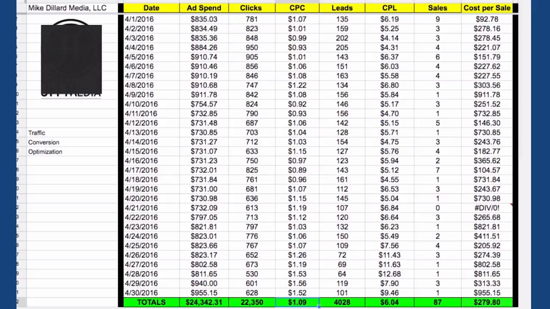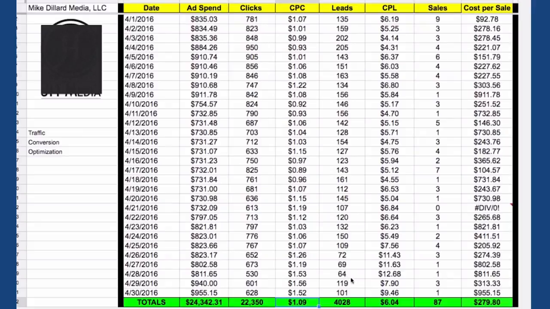So from that spend, we generated 22,350 clicks. That's how many people clicked on our ad in Facebook, which is an average of 745 clicks per day at a cost of $1.09 per click. So CPC stands for cost per click. Now, as a result of those clicks, a total of 4,028 people, these are leads, that's an average of 134 per day, registered for my webinar at a cost of $6.04 per registrant, or cost per lead. And as you saw earlier, 50% of the people who register actually attend the webinar, which again is a really high number. That would be an amazing accomplishment for your presentation.